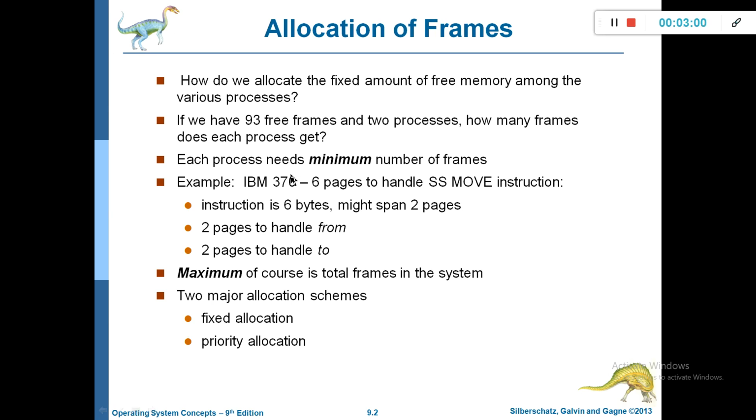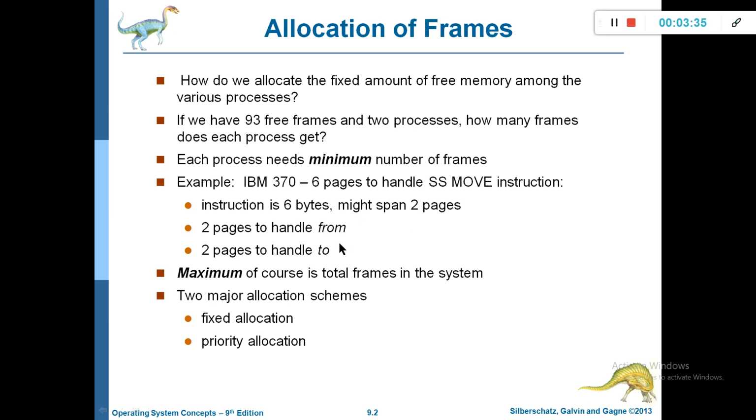Whenever a process arrives or needs to be loaded into the memory, each process needs a minimum number of frames. For example, on the IBM 370, 6 pages are needed to handle the SS MOVE instruction. The instruction is 6 bytes and might span 2 pages, 2 pages to handle the from, the source, and 2 pages to handle the to, the destination, from which place to which place you are moving. The total number of pages required by this move instruction is 6 pages.